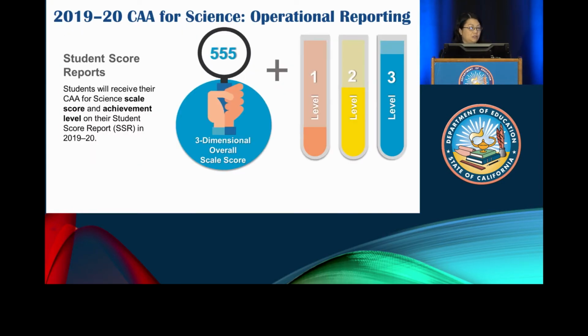So once operational, the reporting structure will consist of 1 overall scale score for science and 3 achievement levels. These results will be provided to students, parents, and educators. All 3 performance tasks must be attempted for students to be considered as having participated, just a reminder. Then in fall of 2020, students will receive their student score report with their CAA for Science results reported as a scale score with an achievement level.